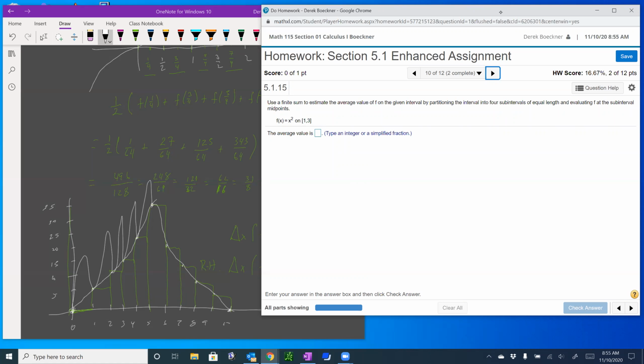Now we're using 4 intervals. That's 4 rectangles, 4 subintervals of equal length, so equal width rectangles. And we're going to evaluate at the midpoints here. So this is a midpoint rule for x squared from 1 to 3 using 4 rectangles. Finite sums, 4 rectangles, equal length, midpoints again. So midpoint formula, 4 equal rectangle widths on the interval from 1 to 9.